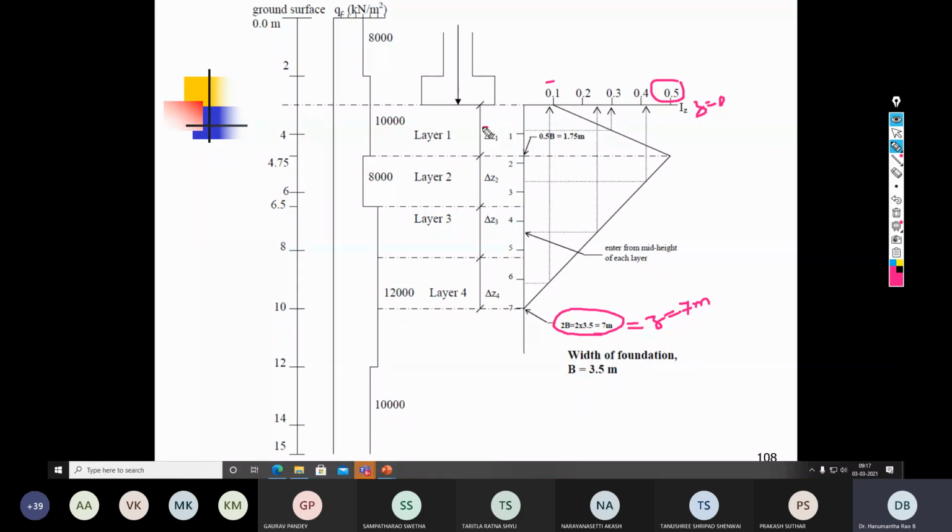Then identify the thickness of each layer, delta Z1, delta Z2, delta Z3, delta Z4, and also superimpose on each layer the value of the cone penetration resistance, that is qc, which is 10,000 for layer 1, 8,000 for layer 2, and 12,000 for layers 3 and 4. In the sum, the empirical equation between elastic modulus and qc is also given, that is E equals 2 times qc.